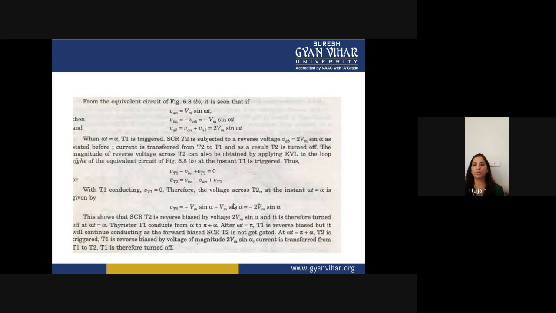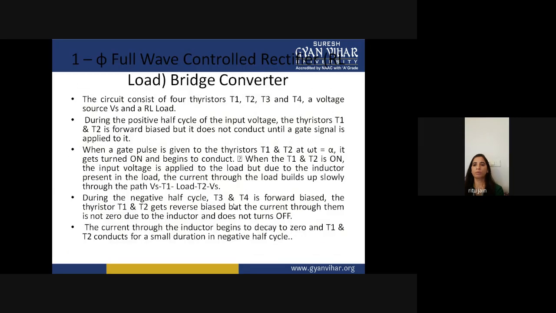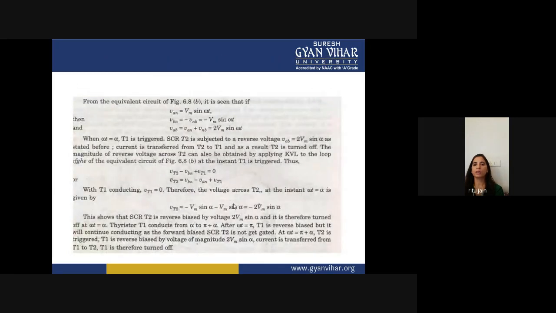After omega t is equal to pi, T1 is in reverse bias, but it will continue conduction due to forward bias. SCR T2 is not triggered, and an inductor is also present in this load. So at omega t equal to pi plus alpha, T2 is triggered and T1 becomes reverse biased, and the voltage appearing across T1 is equal to 2 Vm sine alpha. So this is all about your midpoint type converter. Okay.